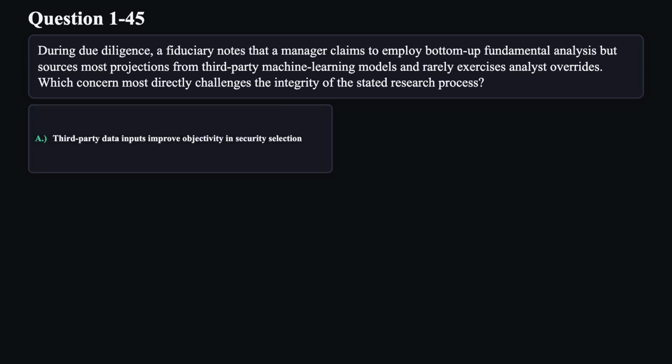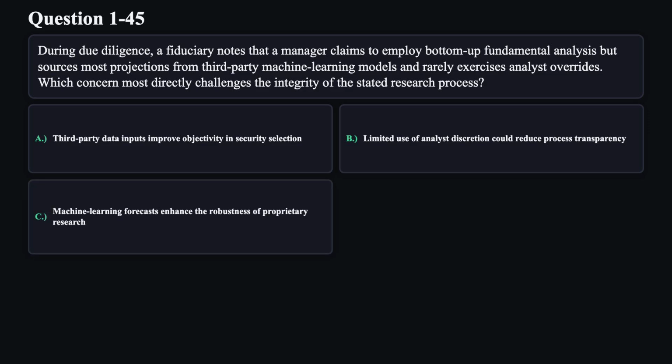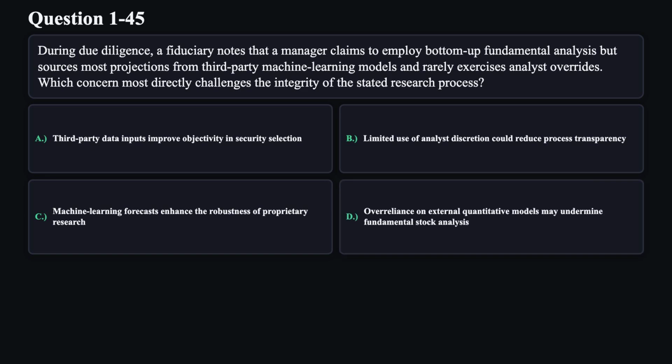A. Third-party data inputs improve objectivity in security selection. B. Limited use of analyst discretion could reduce process transparency. C. Machine learning forecasts enhance the robustness of proprietary research. D. Over-reliance on external quantitative models may undermine fundamental stock analysis.